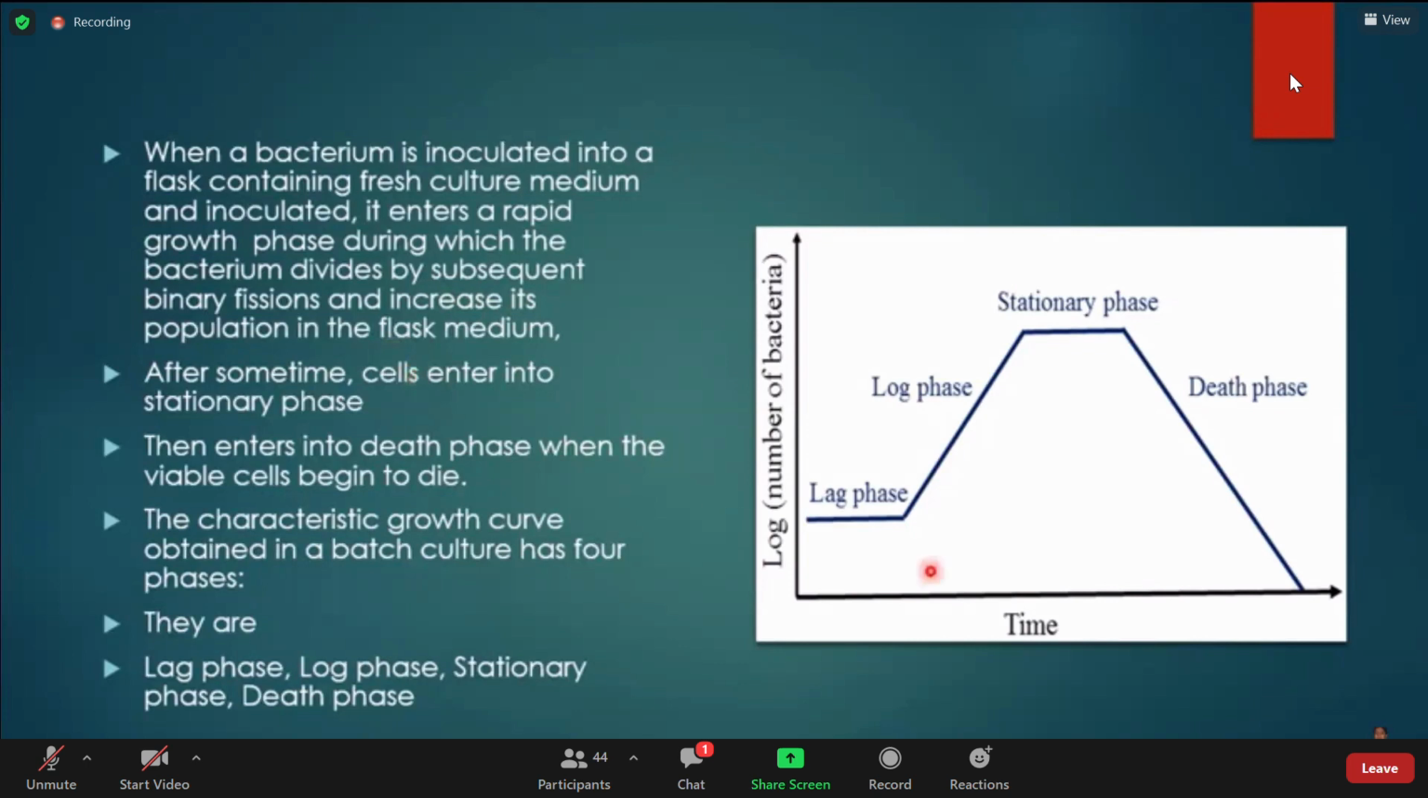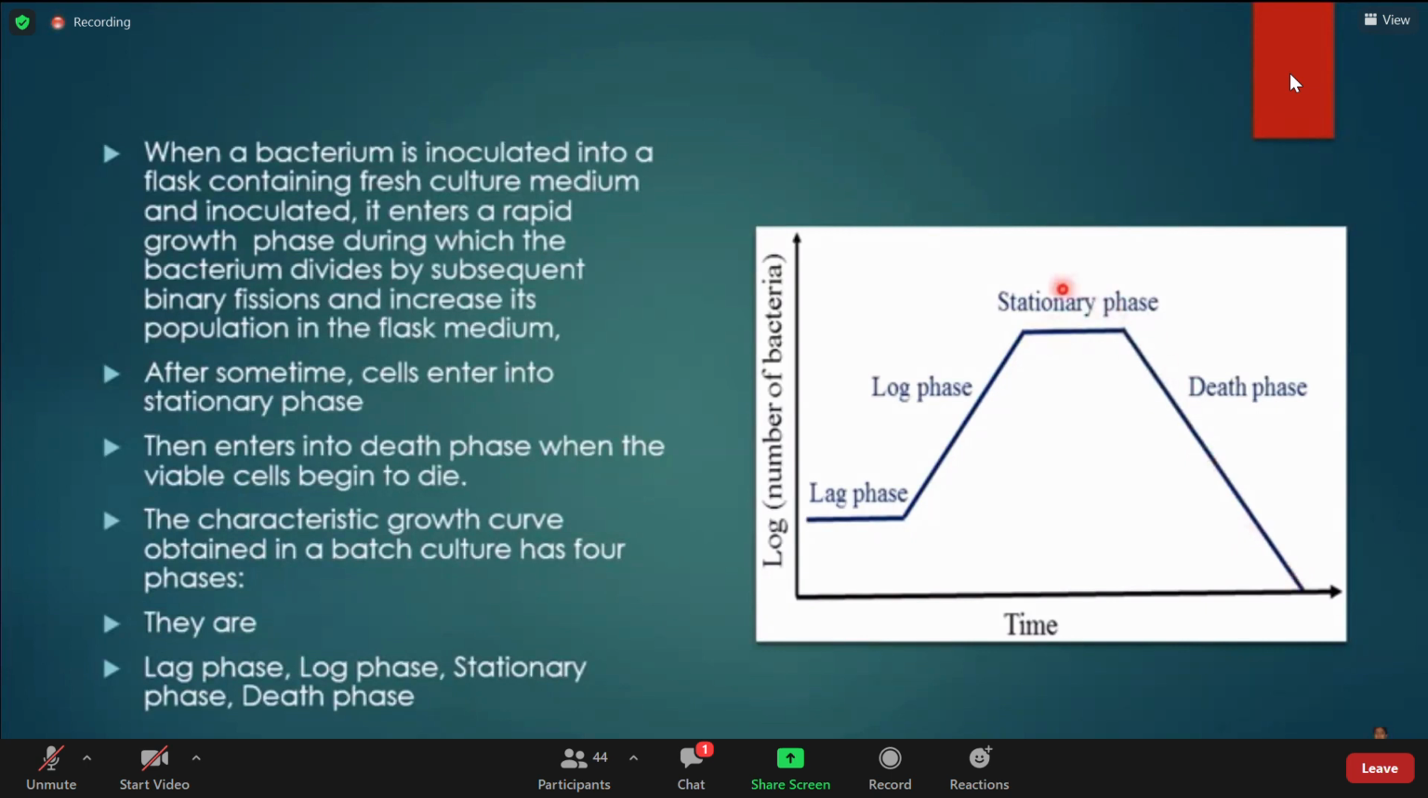Since the bacteria are not transferred to a new medium and no fresh nutrients are added to the medium, what happens? The increasing population of bacterial cells after a certain time enters into a phase called the stationary phase. This entering of the stationary phase is because of the exhaustion of the required nutrients and the accumulation of some inhibitory end products in the medium. And eventually, the stationary phase of the bacterial population leads into the death phase.